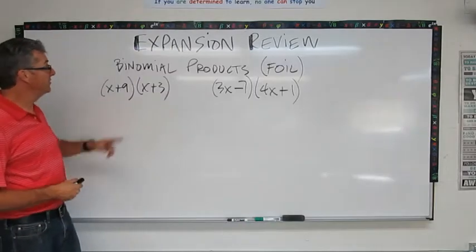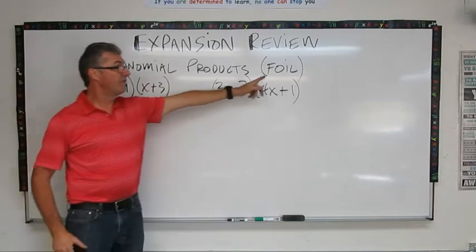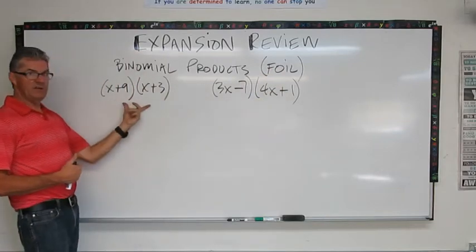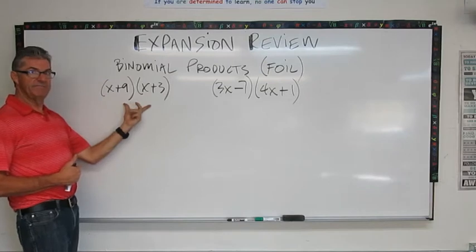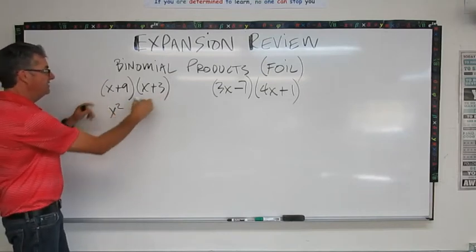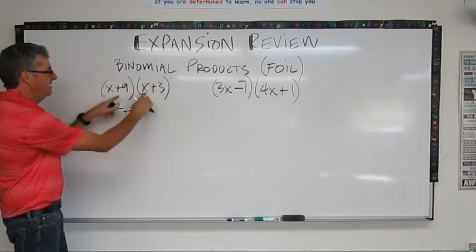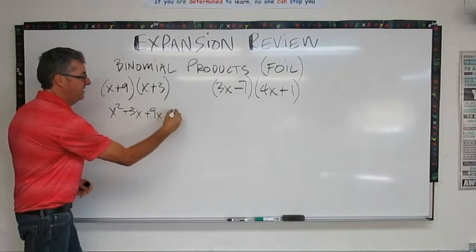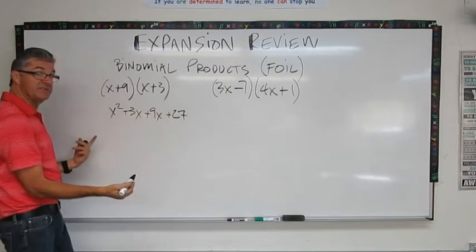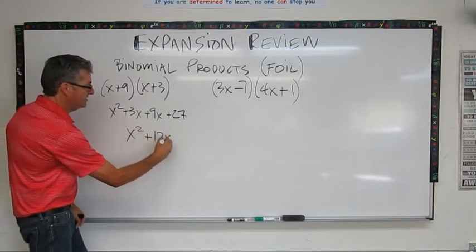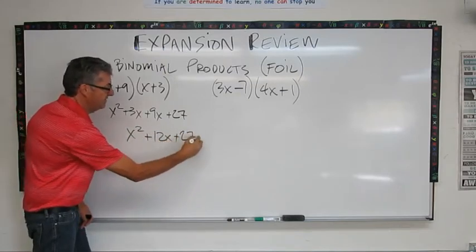Okay, now let's review the binomial products, or the FOIL rule. So again, pause the video, see what you get with that one. Okay, first, outside, inside, last. Combine like terms to simplify. x squared plus 12x plus 27.